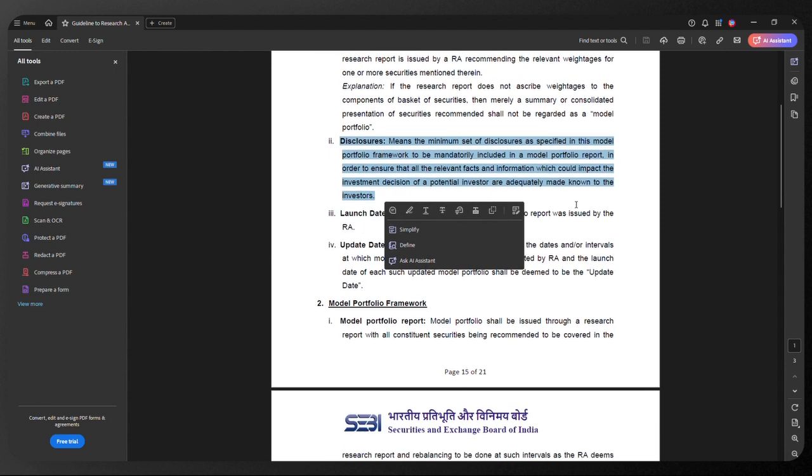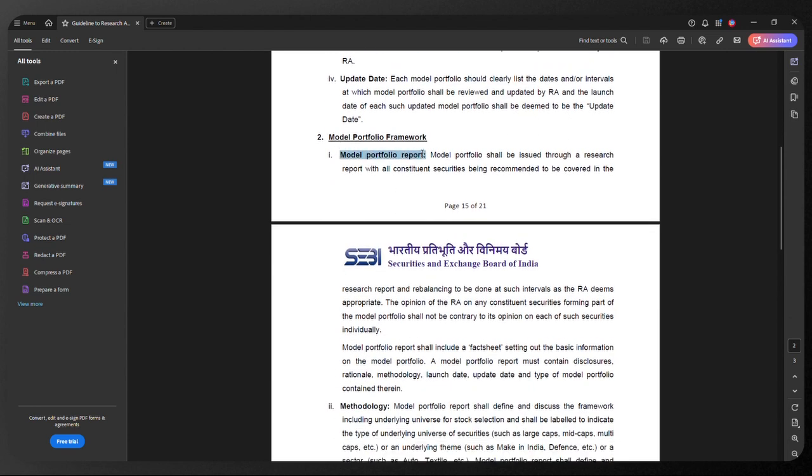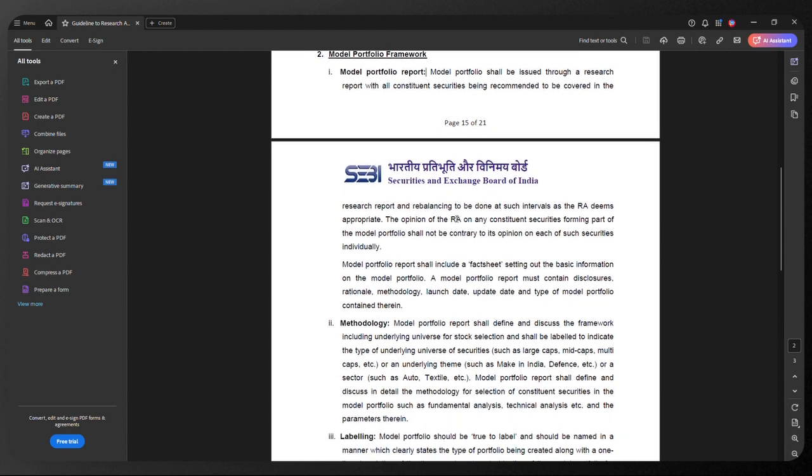And what the model portfolio report says, model portfolio report is defined in point number 2, right? The model portfolio shall be issued through a research report. So it is a part of research report, right? It should have the securities which are there in your model portfolio. Okay. And apart from that, your fact sheet, the basic information about model portfolio has to be there. Basic information, what it would have, the disclosure, the rationale, the methodology, the launch date, the update date, and the type of model portfolio contained therein, right? If you are issuing more than one portfolio, then it has to define that.